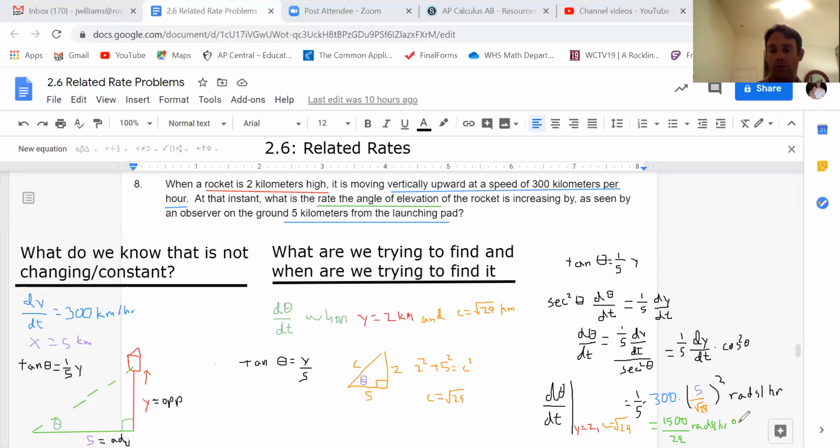Or that would be about, and I'm not going to be able to put the radians per hour at the end of this one because I am just plain flat out running out of room, 51.7241 radians per hour.